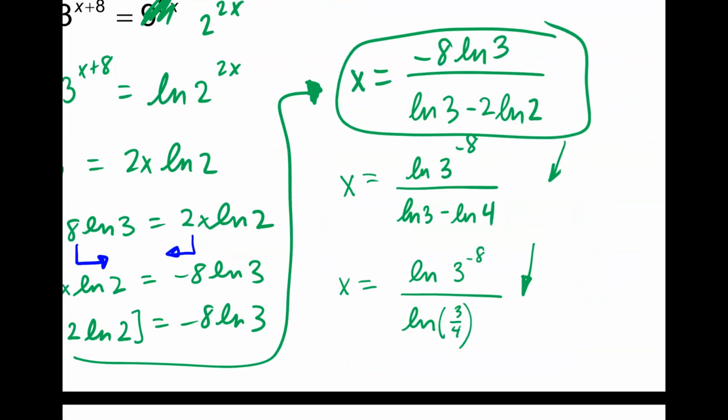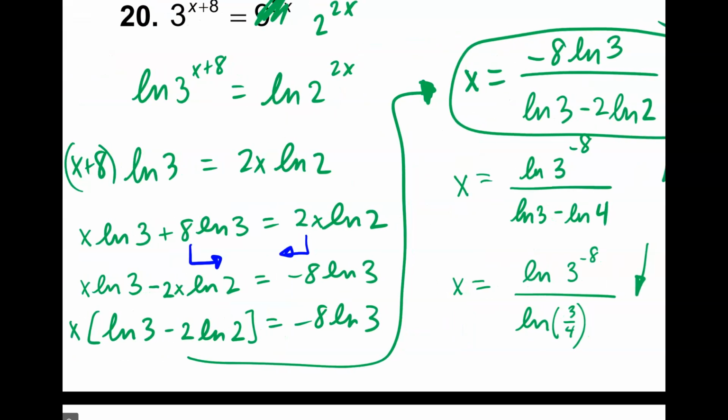I need everything with an x on the left, everything without an x on the right. Literally just everything with an x on one side, everything without on the other. As they said, I could have just moved the x ln 3 to the right side. But I don't like having number equals x. I really want it as x equals a number, so that's just me. All right, we're good with this one.